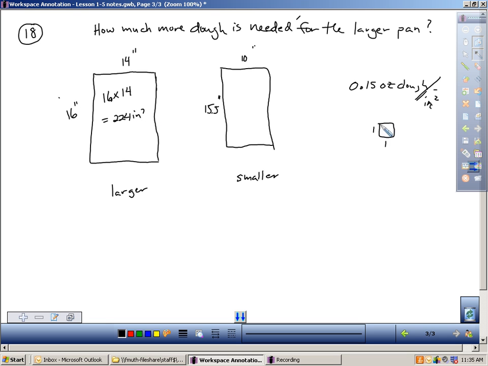So in other words, there's 224 of these little 1 inch by 1 inch squares in this pan, and each one of these has 1,500 ounces of dough. So to find out how much dough is in this pan, I got to take the 224 square inches, and I have to multiply that by every one of these has 1,500 ounces of dough. And that would give me, let's multiply that out by 1,500. Okay, so this pan has 33.6 ounces of dough. So I'll write that in here, 33.6 ounces.